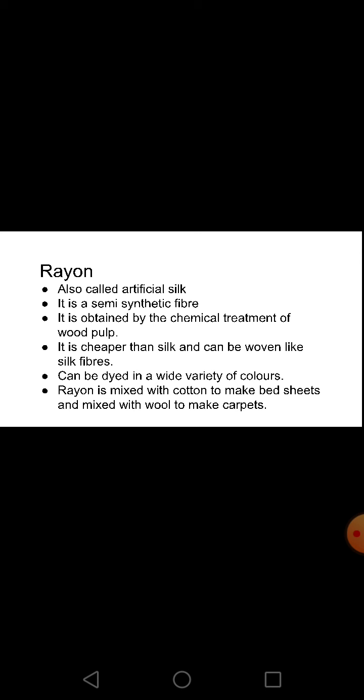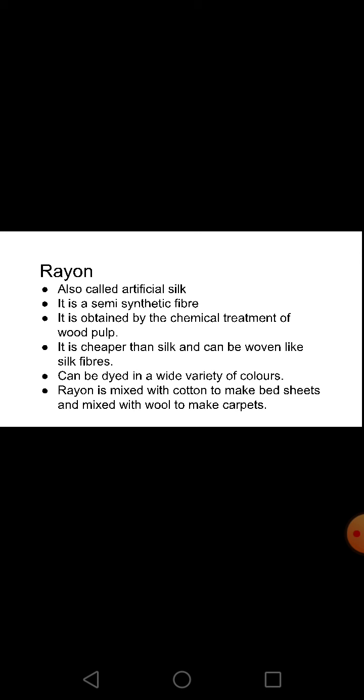So actually, synthetic fiber is a polymer, and it is made of a number of small units joined together. The small unit is called a monomer, and the word polymer comes from two Greek words, poly and mer. Poly means many and mer means unit or part. So first we are going to learn the types of synthetic fibers.